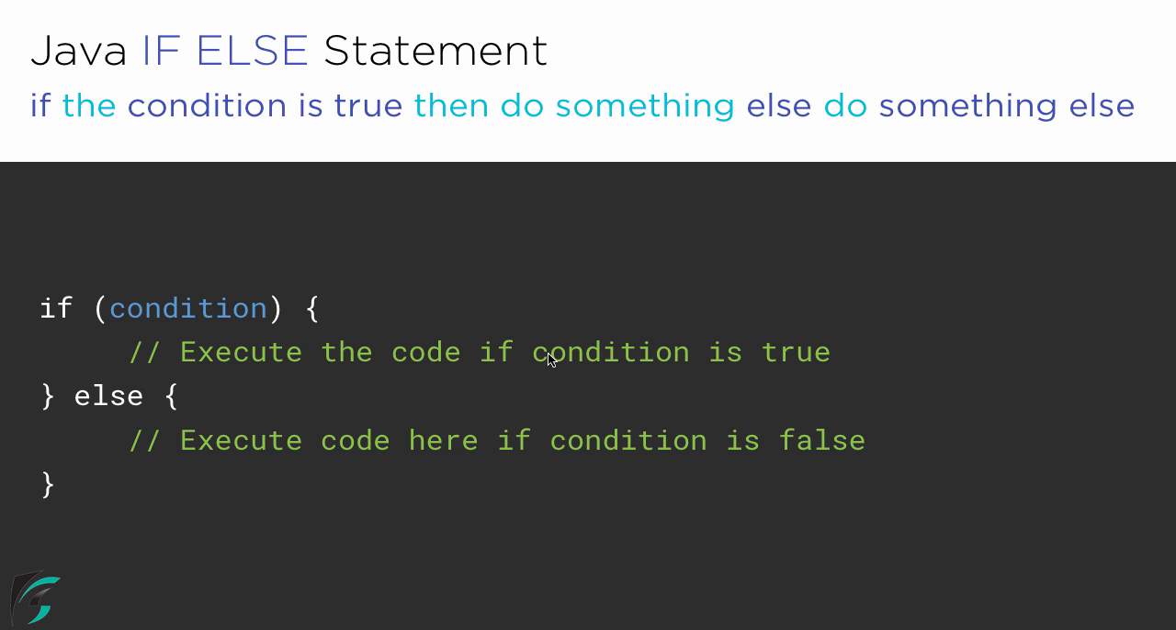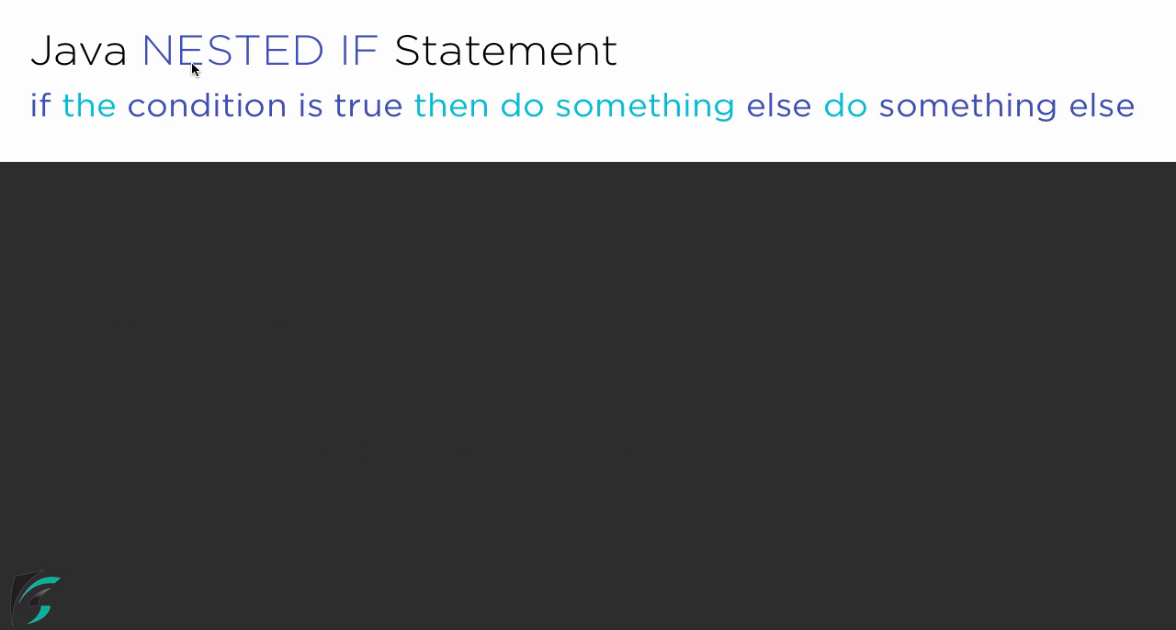Let's check out once again. If this condition is true, then execute this part, else execute this part. And that's all. This is all about if-else conditional statements. Now proceeding forward, we have Java nested if statements. So let's check out how it looks.